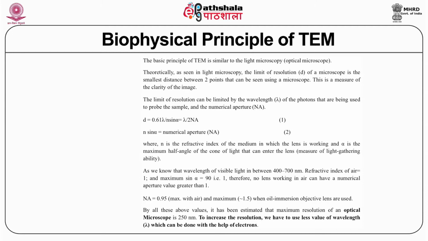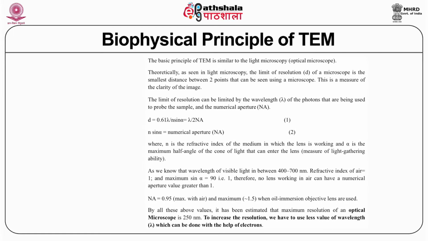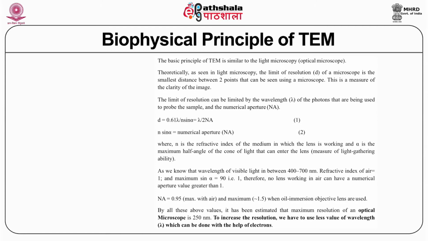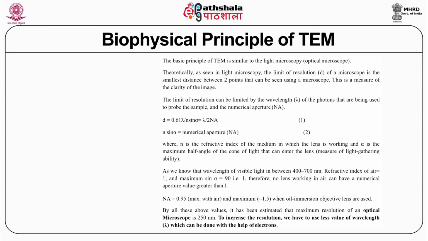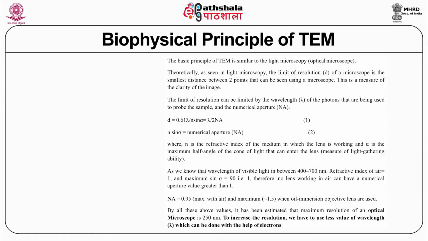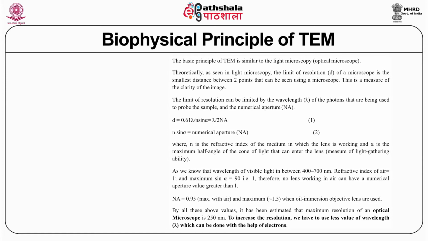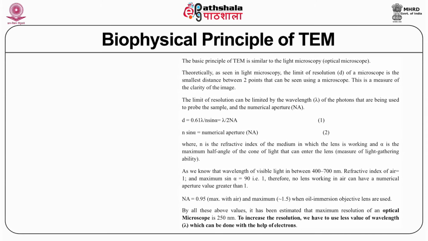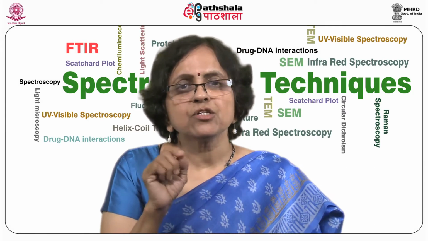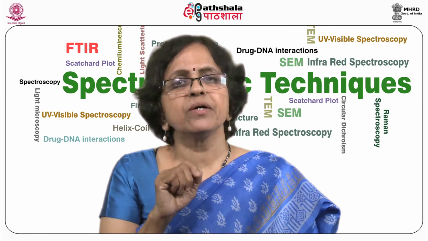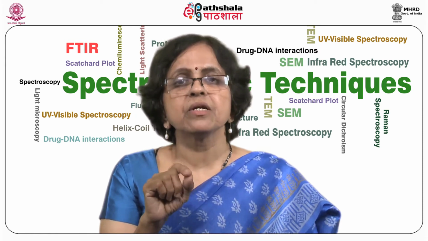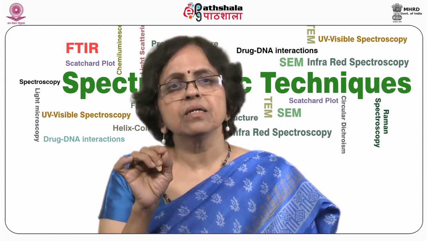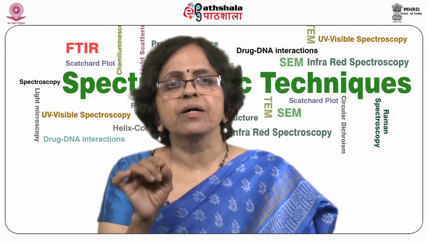If you use these values, considering these parameters, it can be estimated that the maximum resolution of an optical microscope is only 250 nanometers. To increase the resolution, we have to reduce the wavelength, which can be done with the help of electrons. Why am I repeating this? In the previous module I also told you how to calculate the numerical aperture, but this is an important part of how you determine the resolution.